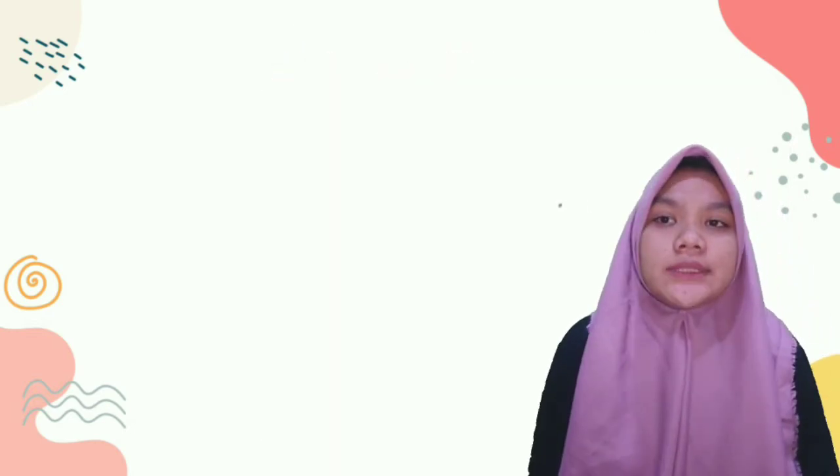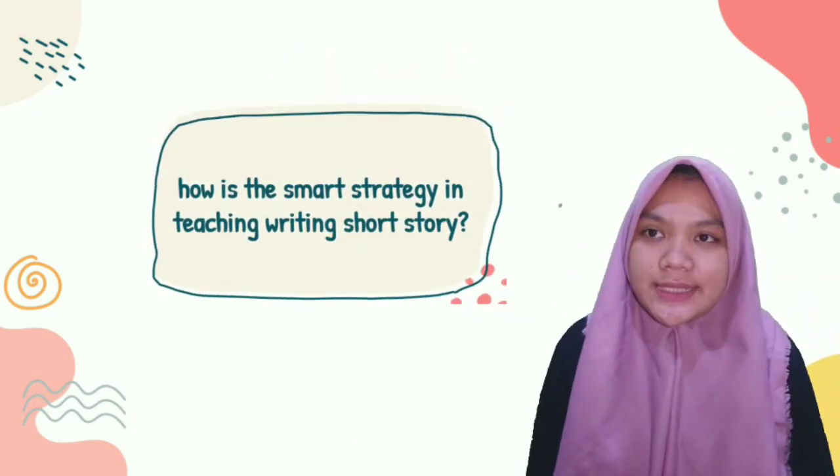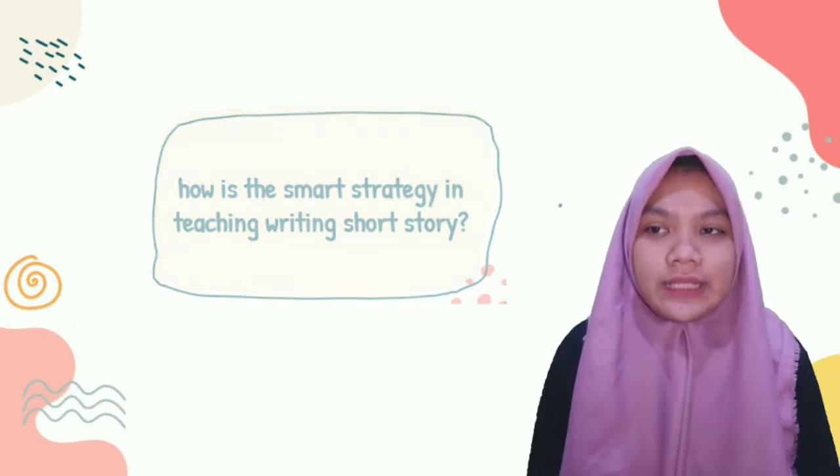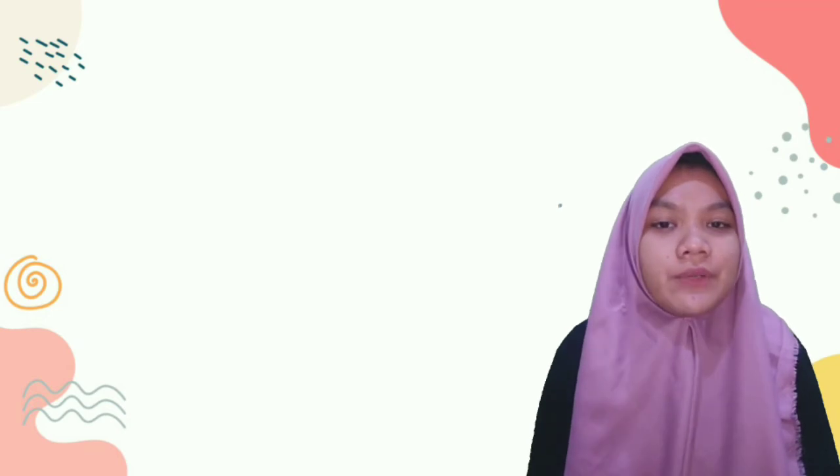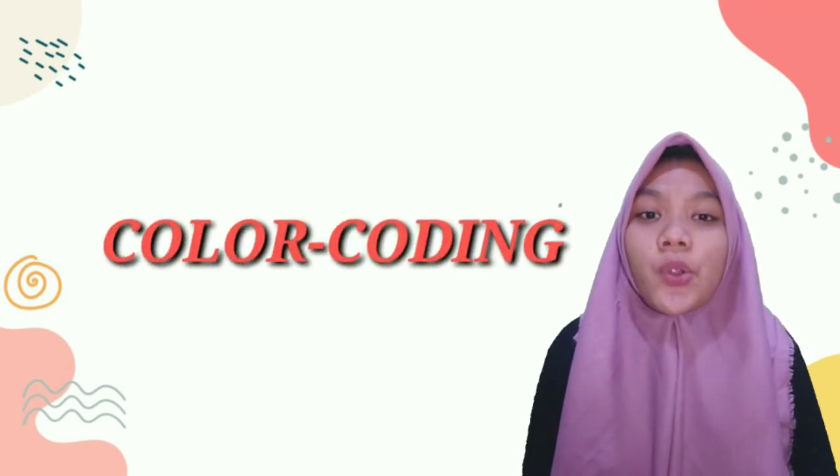In teaching English using literature, we know that writing skills are needed, especially in the material that we discuss in this video, namely the short story. In this video, I will tell you about a smart strategy in teaching writing short stories. The smart strategy that we can use in teaching writing short stories is color coding.